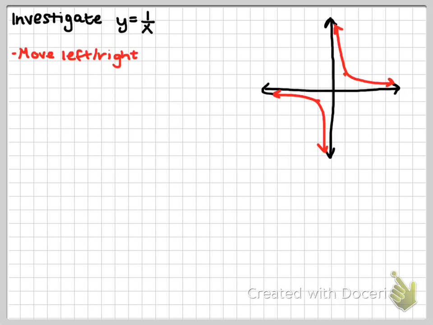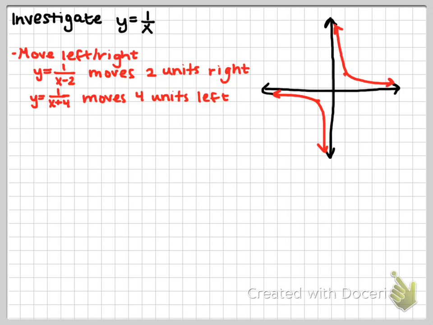So we can move this whole graph left and right, okay, by replacing that x in the denominator with x minus h.